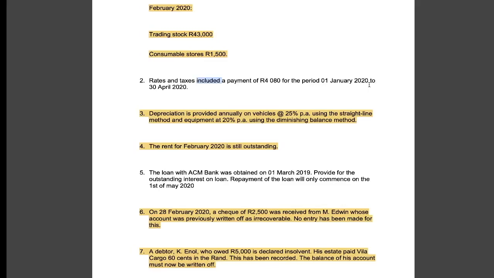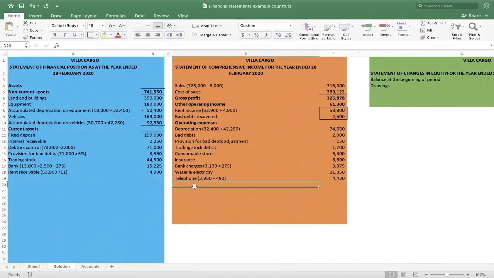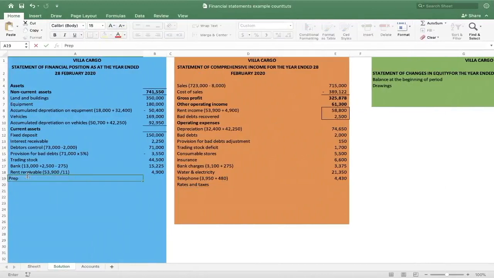So let's go and do our calculation. We know that our rates and taxes will go here, and then we also have prepaid here. You can write it as prepaid expense, or you can write prepaid rates and taxes. And the amount there is 4,080 times 2 months over 4 months. Remember, March and April form part of the next financial period, so we want to take out that portion. So it's the 2 months out of the 4 months that 4,080 rand belongs to. And what answer does it give us? It gives us 2,040 rand, which belongs to the next financial period. That's why it's a prepaid expense and it goes into our current assets.